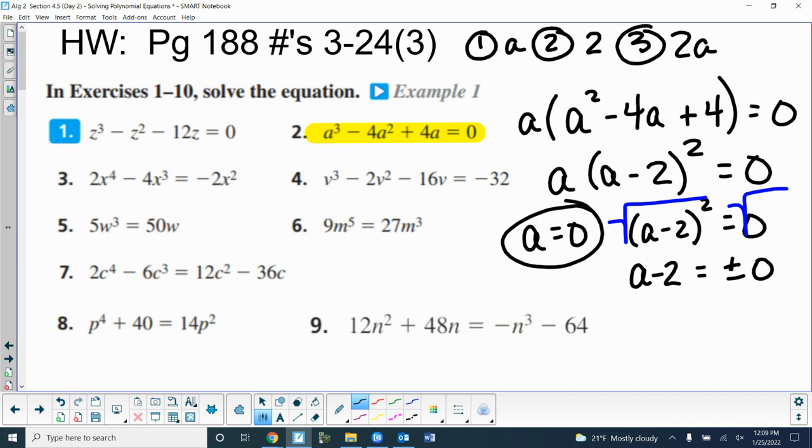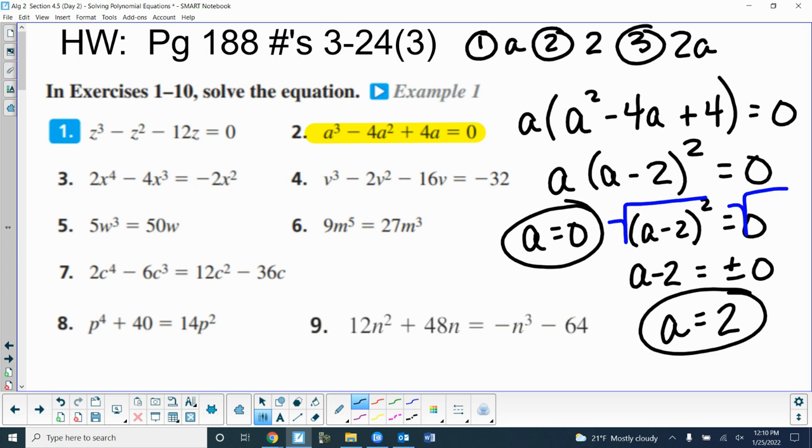And then you get plus or minus 0, which plus or minus 0 is the same thing, right? But if it's any other number, it will give us two different answers, right? But since it's a 0, there's only one answer when I add 2. Just 2, because 2 plus 0 is 2 and 2 minus 0 is 2. So our zeros are 0 and 2.